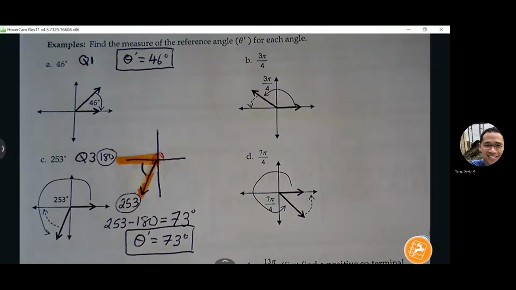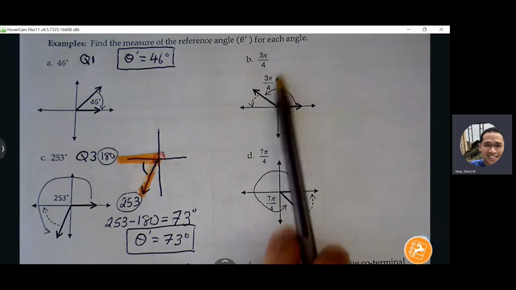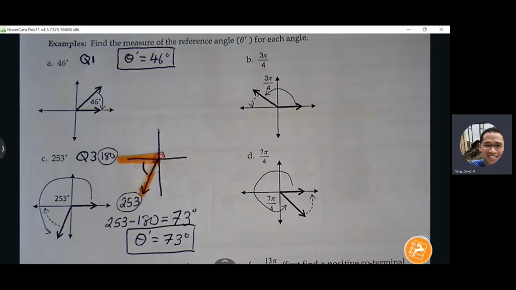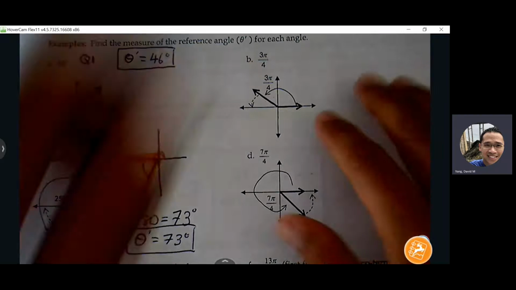Now, this is a little more complicated here, 3 pi over 4. They're drawing it for us. 3 pi over 4, which quadrant is that in? Second quadrant. Okay, so we'll put Q2.